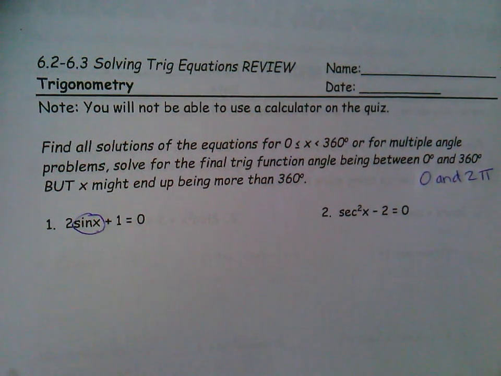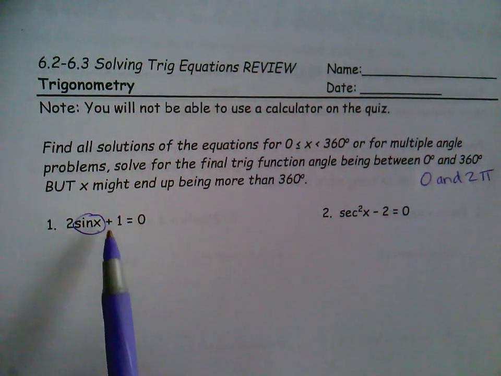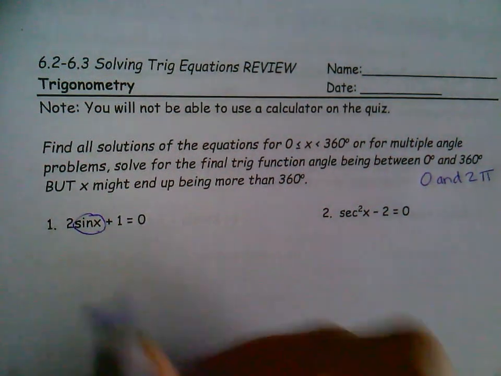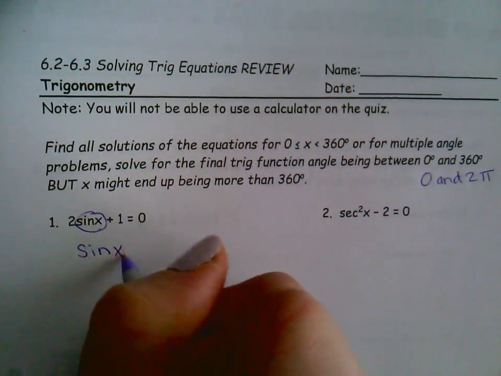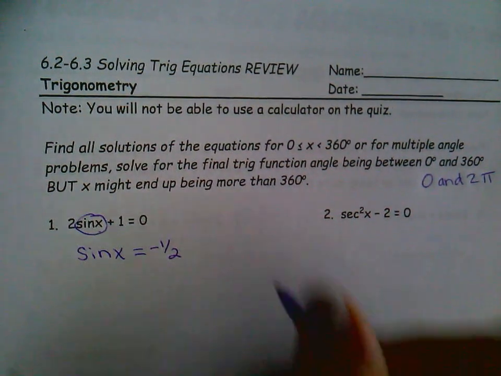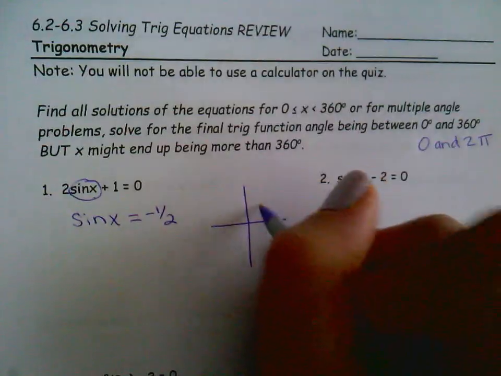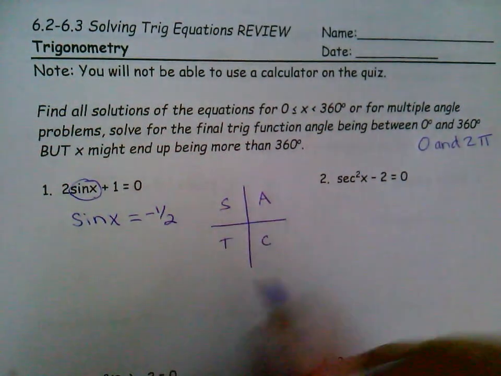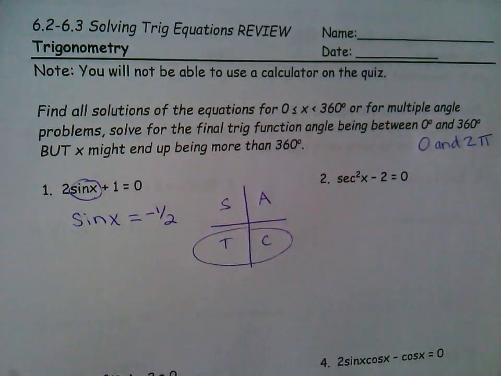So this first one is pretty easy. You would subtract 1 to the other side and then divide by 2. So where is the sine of x equal to negative 1/2? So I like to think of all students take calculus. So where is sine negative? Down here in these two quadrants.